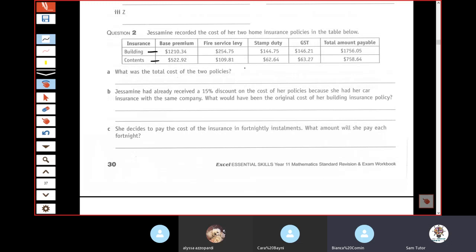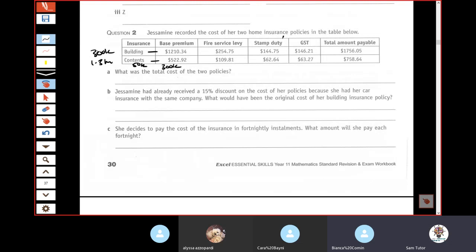Usually building and contents. You've got a base premium, so you would usually have to pay this much regardless, so $1,210.34, regardless of the fire service levy or stamp duty and stuff. But again, it depends on how much you want to actually insure. So if you were insuring a $300,000 house, your premiums would be less than insuring a $1.3 million house. And same thing with contents. If your contents were only worth $50,000, they'll have a different premium to if your contents were worth $300,000.